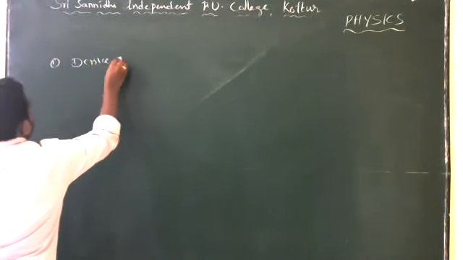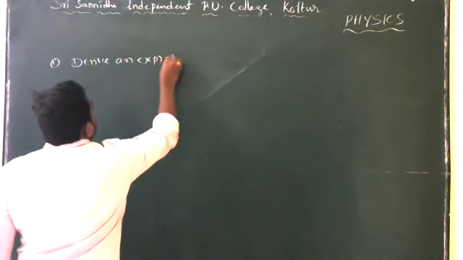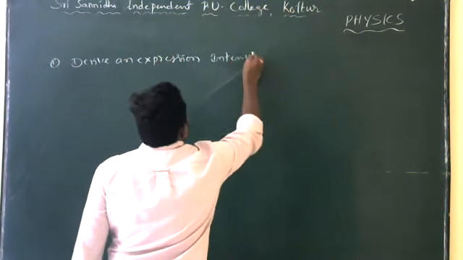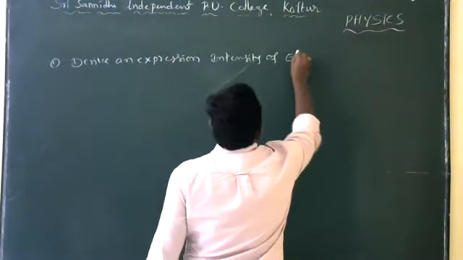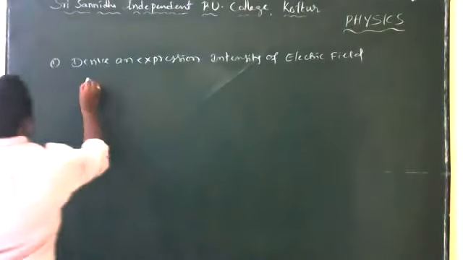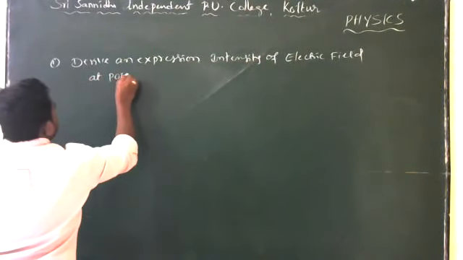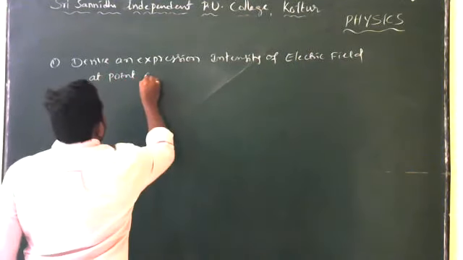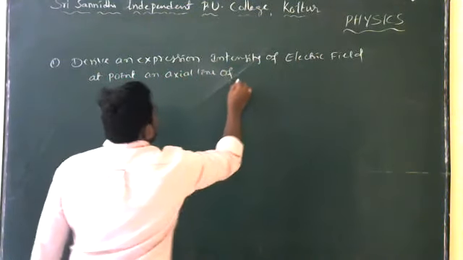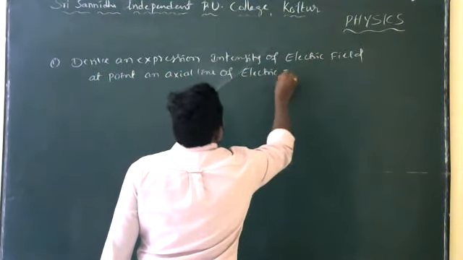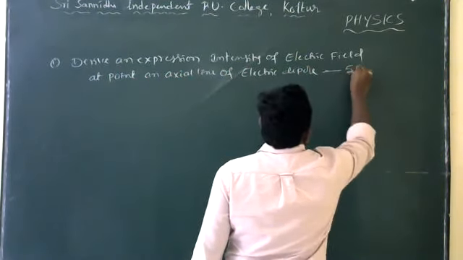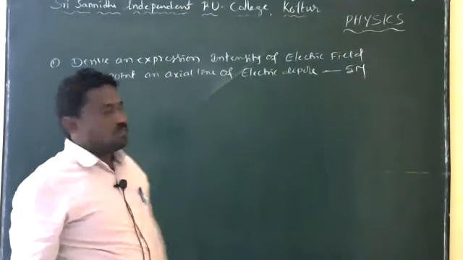derive an expression for the intensity of the electric field at a point on the axial line of a dipole. This is a very important question, 5 marks in this chapter. This is also one of the most important questions.